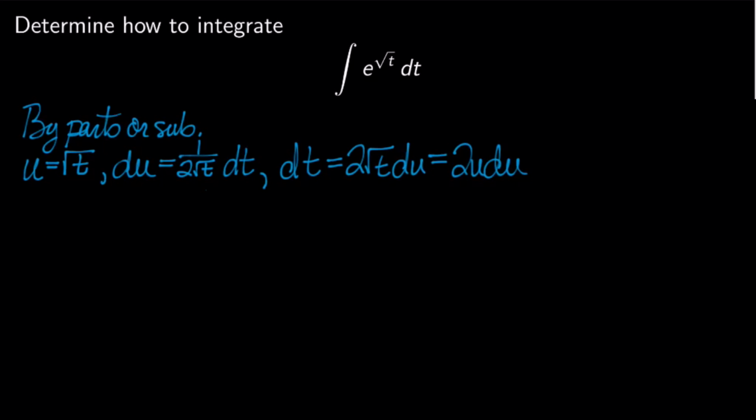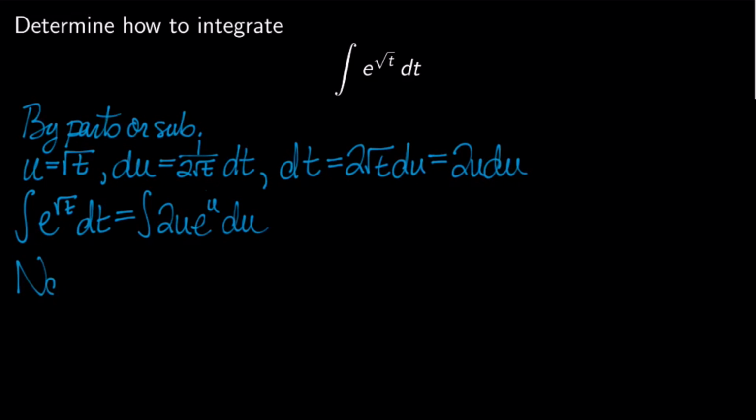Okay? And actually that turns this integral into the integral of 2u times e to the u du, and boom, I can tell that that looks like a by parts integral. So it's actually like a longer problem. You actually have to use 2 different strategies to get to the end of this exercise.